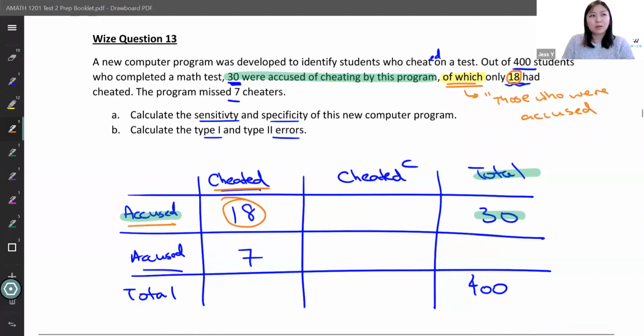And once you have this partial table filled out, use your addition and subtraction to fill out the rest. So just for time's sake here, I believe these should be your numbers.